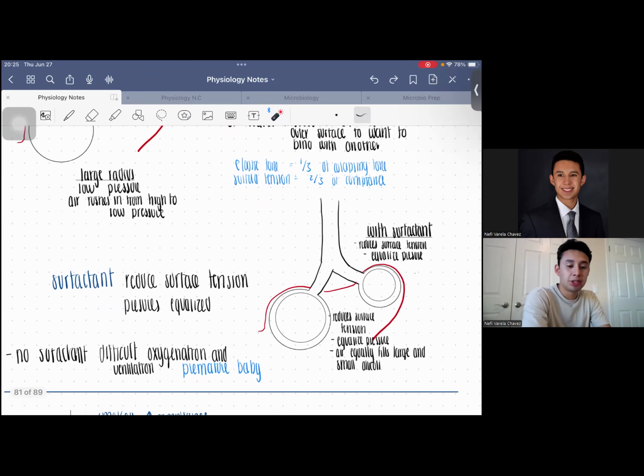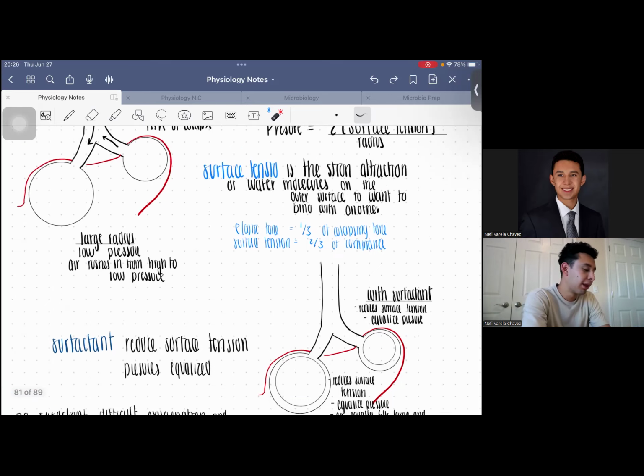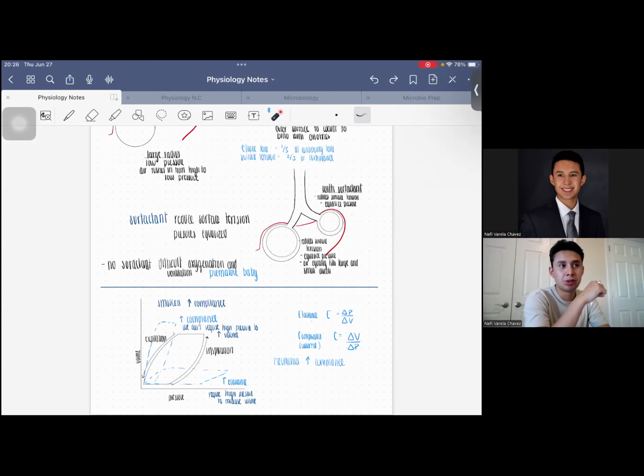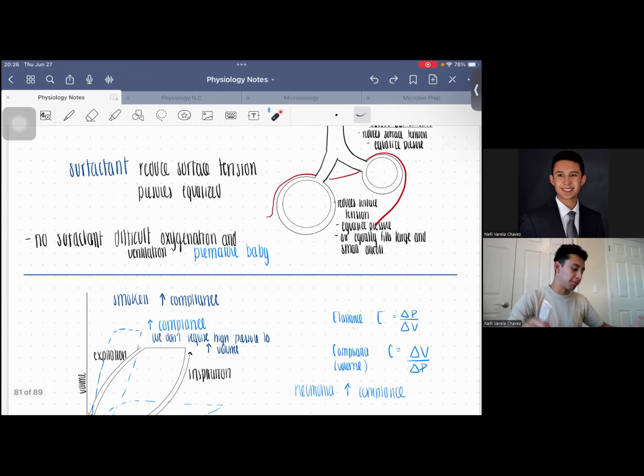There are some pathologies that can affect this. For example, for premature babies, when they are born a couple weeks earlier, they don't develop this surfactant because, of course, babies don't breathe the same way as we do. So that makes oxygenation and ventilation more difficult. Okay, so we will be leaning more towards this situation, and it's not good. Usually babies are put in incubators with a high concentration of oxygen to help them.